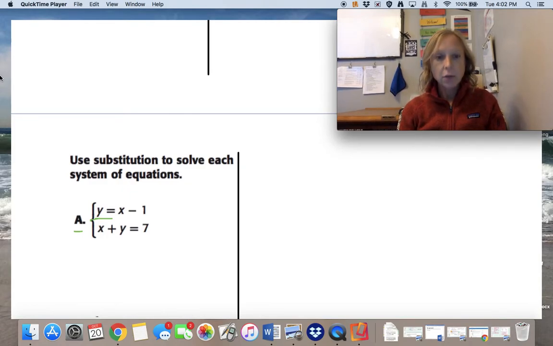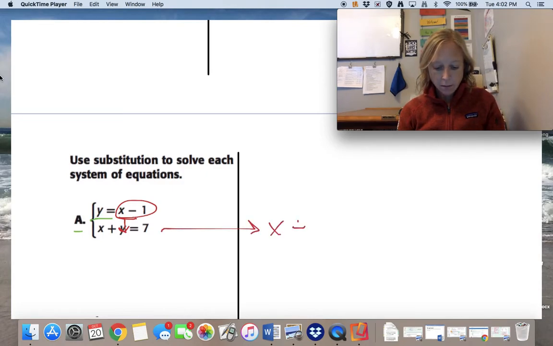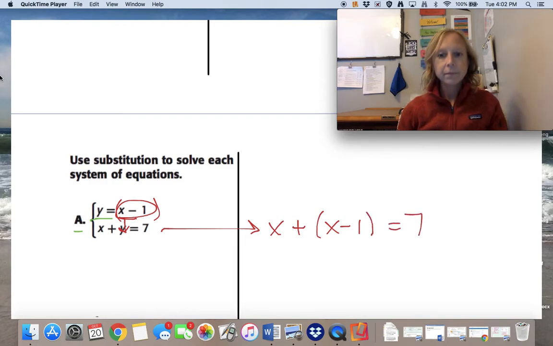So since y equals x minus 1, we are going to take that x minus 1 and drop it into y's spot because it is equal to y. Now I'm going to rewrite this: x plus, and again what I'm putting in y's spot is x minus 1, equals 7. Now the advantage of having this is I only have x's in my equation. Now I can solve it.